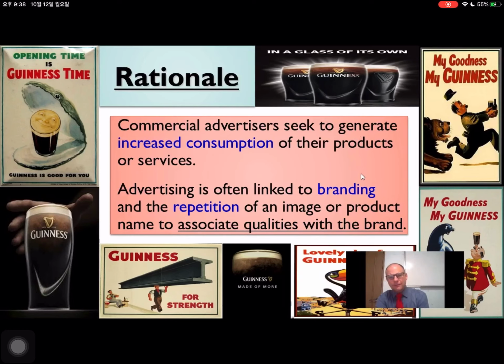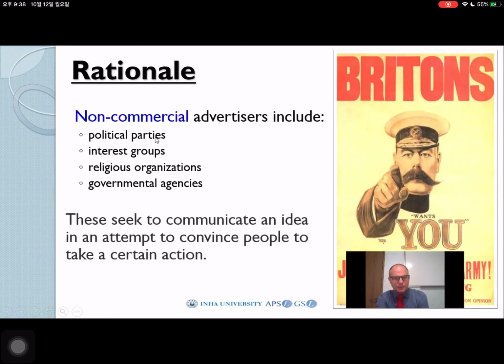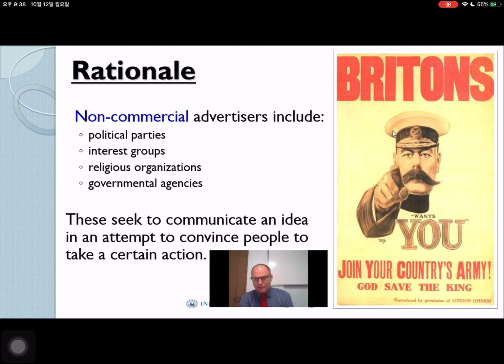So moving on from the Guinness example, we've got non-commercial advertisers as well, such as political parties, interest groups, religious organizations, government agencies, and these seek to communicate an idea in an attempt to convince people to take a certain action. And there you go, I put another very famous example from England.